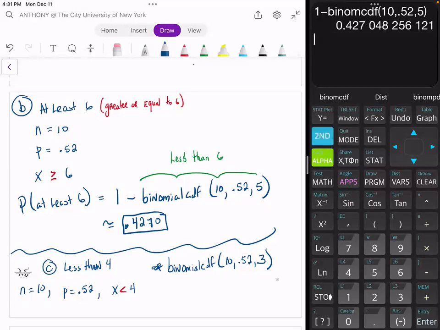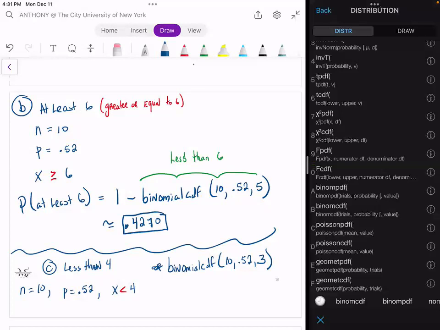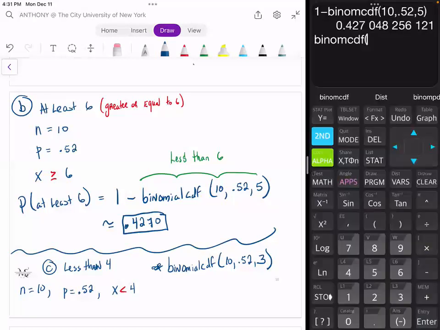So you do second vars, binomial CDF 10, comma 0.52, comma 3, close parentheses. And you get an answer. If you round this to 4 decimal places, what do you get? We get 0.1410.